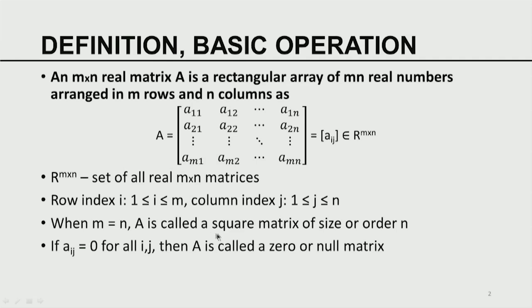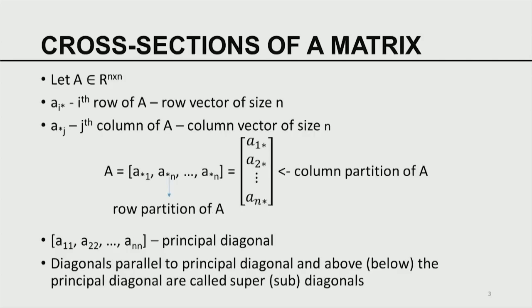When M is equal to N, it is called a square matrix, a square matrix of order n or size n. Order and size are used synonymously. If all the elements are 0, it is called a 0 matrix or a null matrix. We need a number 0, we need a null vector 0, we also need a null matrix 0. So we will use the symbol 0, but the context will tell us whether we are talking about the number 0, the vector 0, or the null matrix 0. But we need all these objects.